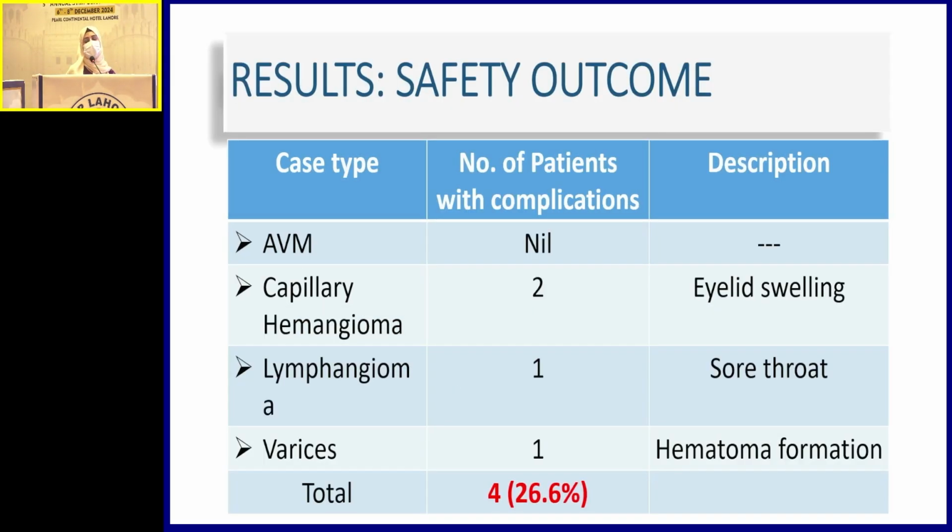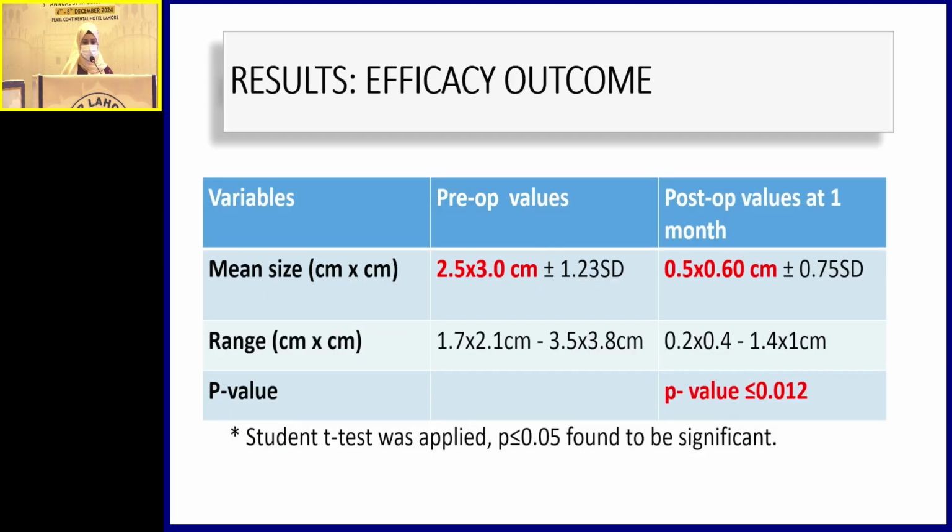Safety outcome was assessed in the form of any per-op or post-op complication. Only 4 patients out of 15 had a complication. Among those, 2 patients had eyelid swelling, 1 patient had sore throat, which was a case of lymphangioma, and 1 patient of varices developed hematoma formation that resolved within a week.